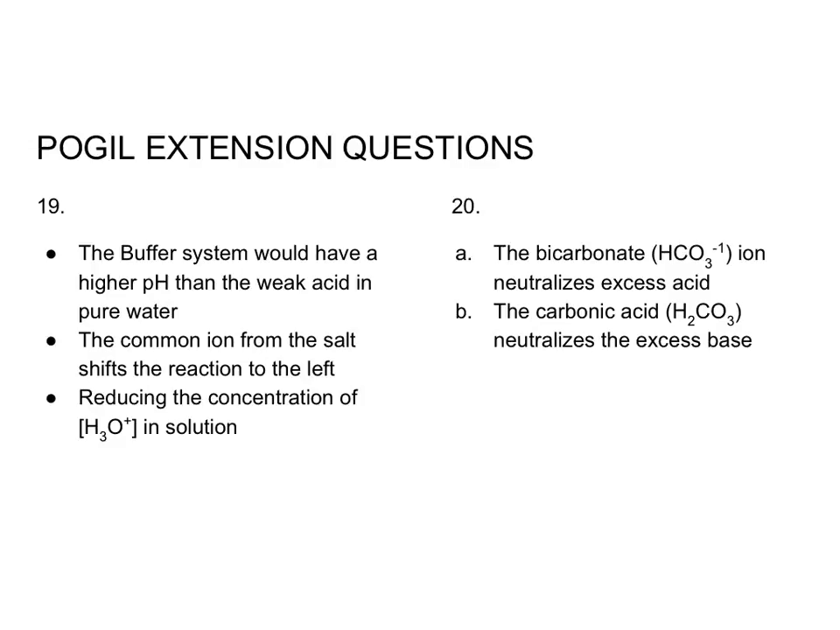Okay. Question 20 asked about the blood system pH or buffer system. It asked if you added some acid to the above buffer system, what would neutralize the acid? In this case, the bicarbonate ion would neutralize the acid. And if you added some base to the buffer system above, what would neutralize the base? So the carbonic acid would neutralize the excess base and bring you back to the pH of the buffer.